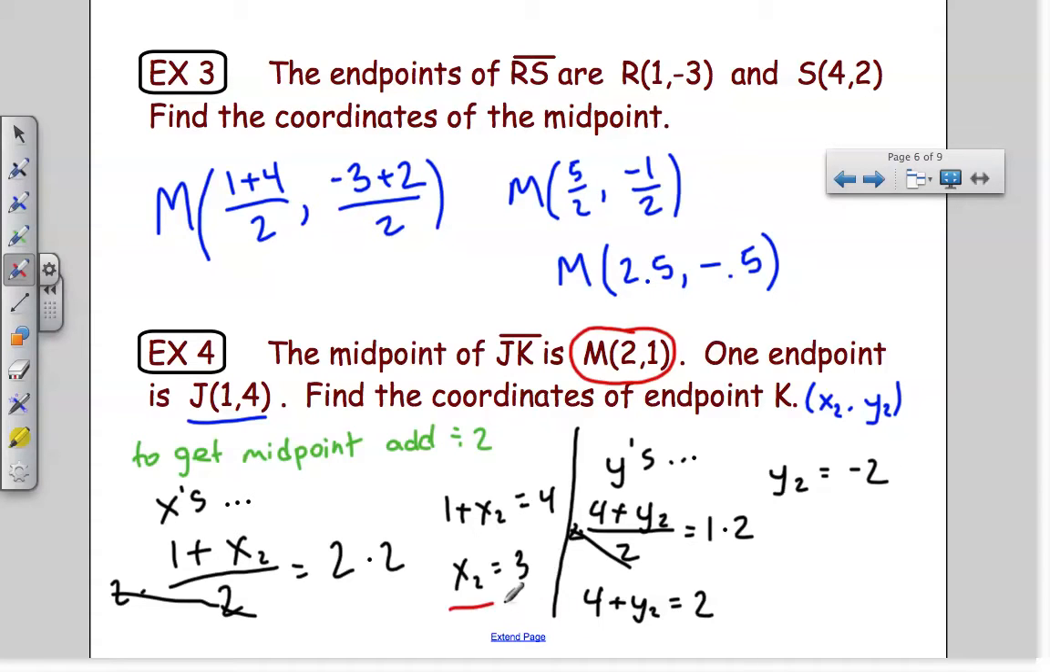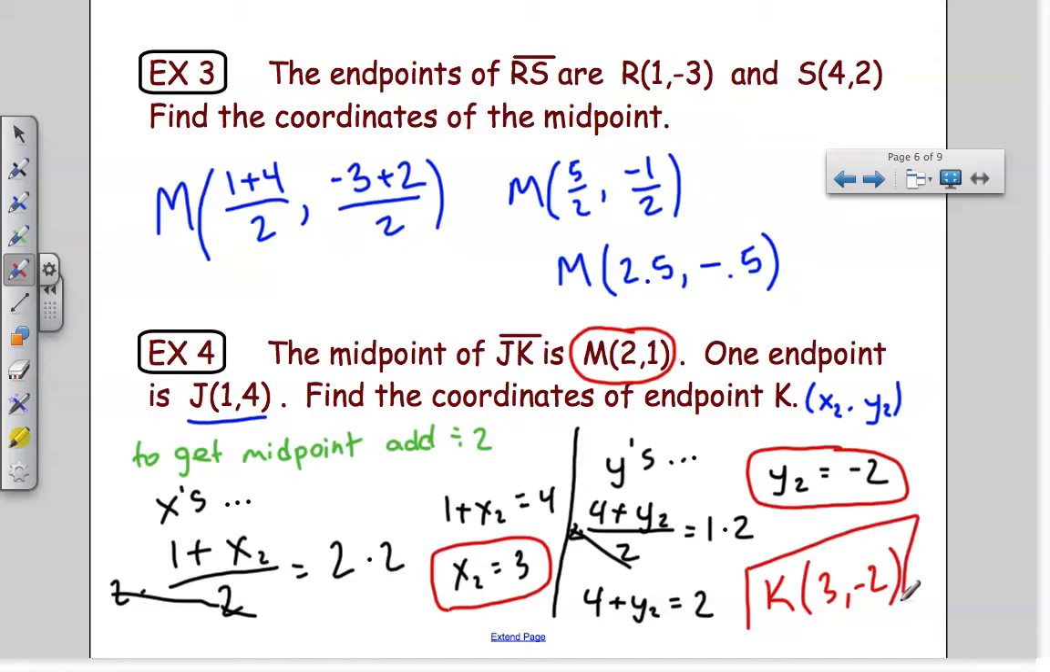And now that I know that the x sub 2 is 3, and the y sub 2 is negative 2, I can find the coordinates of that point K. X comma y is 3, comma negative 2. And you know what? Let's check and make sure this makes sense. My endpoints were 1, 4, and 3, negative 2. I want to see if that's in the middle.